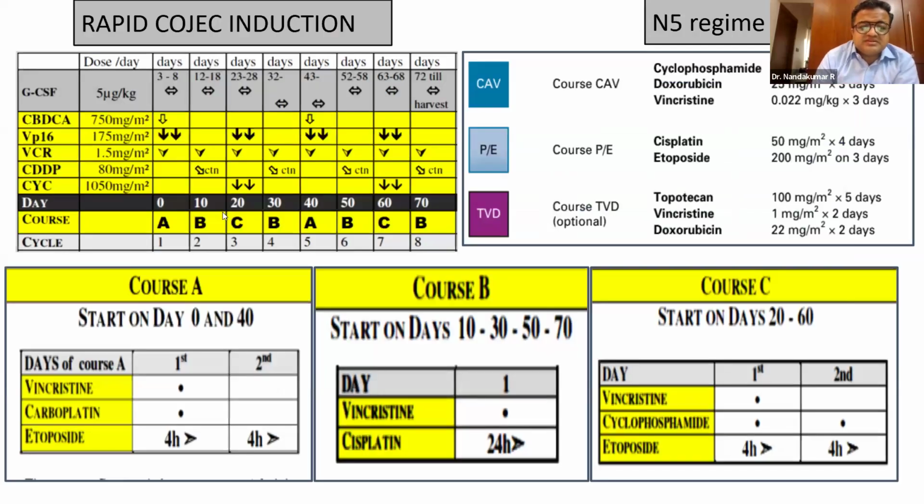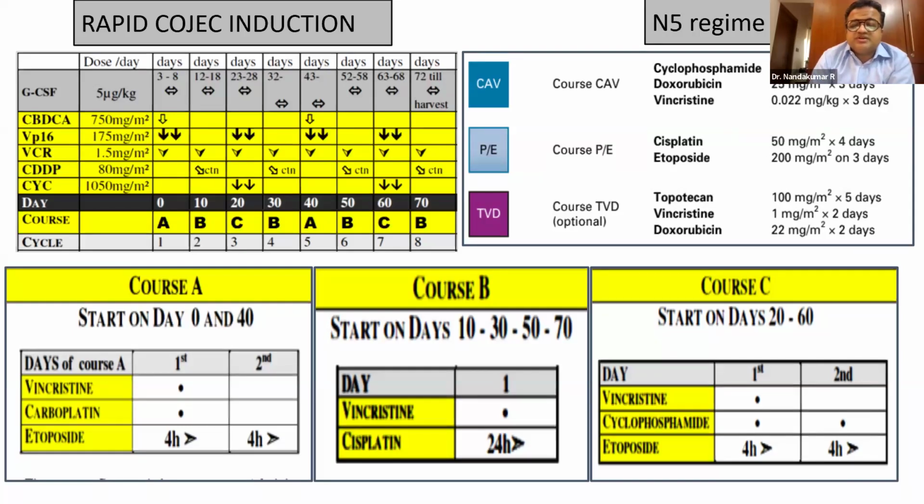Now you compare with this chemotherapy regime, which is rapid COJEC, you can clearly see that these are cycles of chemotherapy which are given every 10 days. So it is ABCB, ABCB. Your A stands for vincristine carboplatin. B is for cisplatin vincristine, where this warrants admission because it's a 24-hour cisplatin infusion. And C is cyclophosphamide, etoposide along with vincristine.